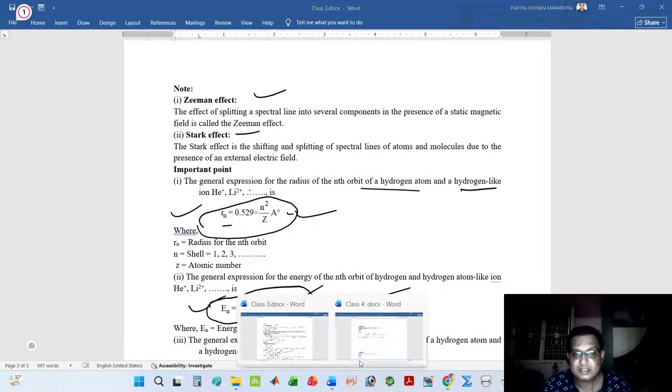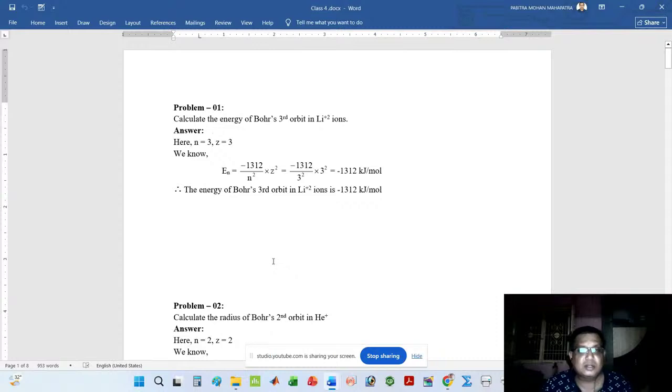In this class, I will explain some problems related to Bohr's atomic model. At first, I want to move to problem number one: calculate the energy of Bohr's third orbit in the Li2 plus ion.